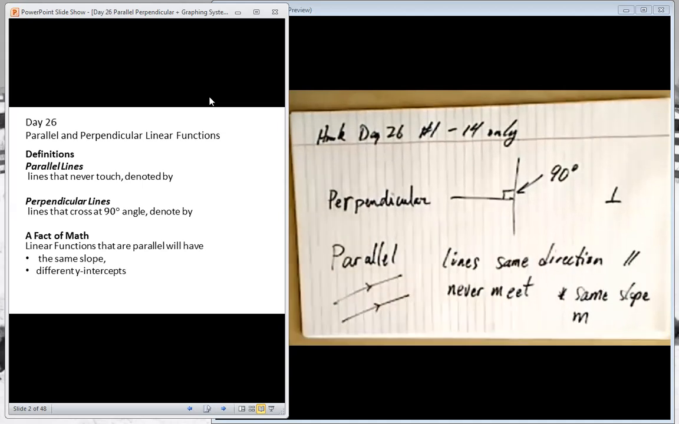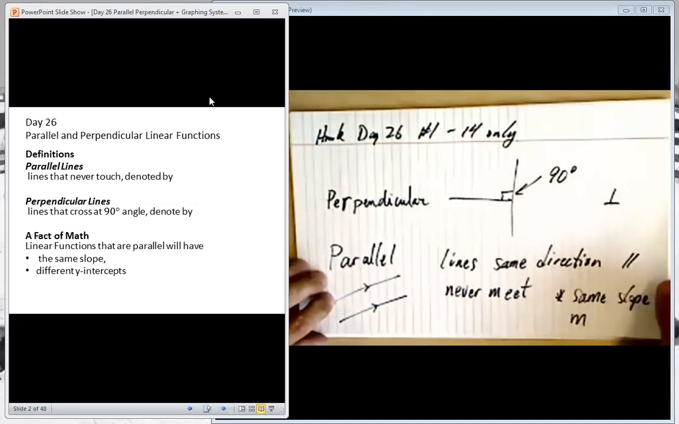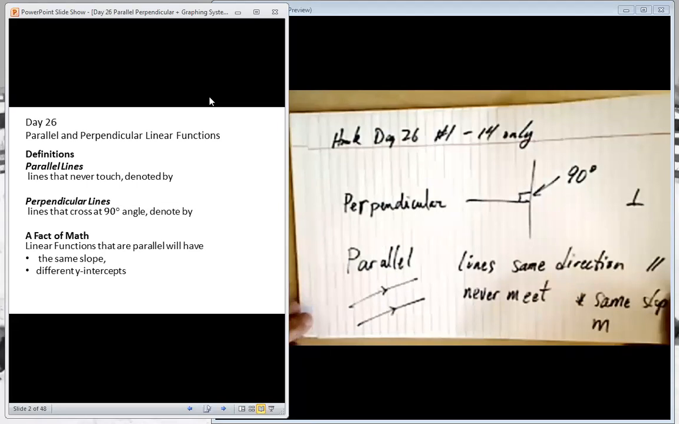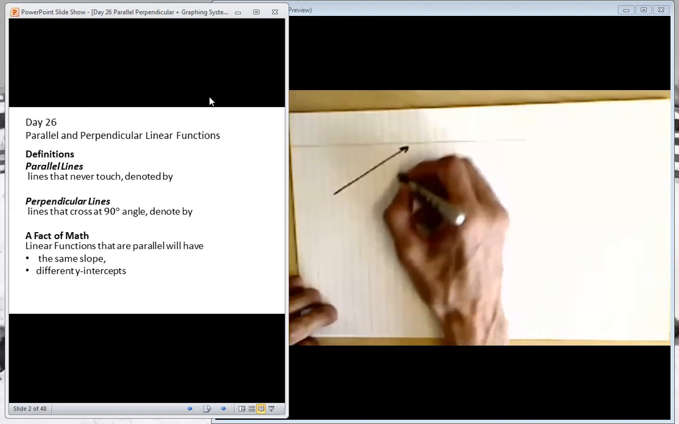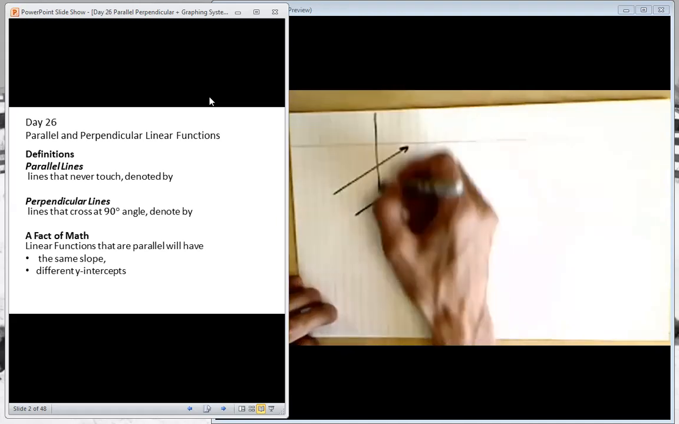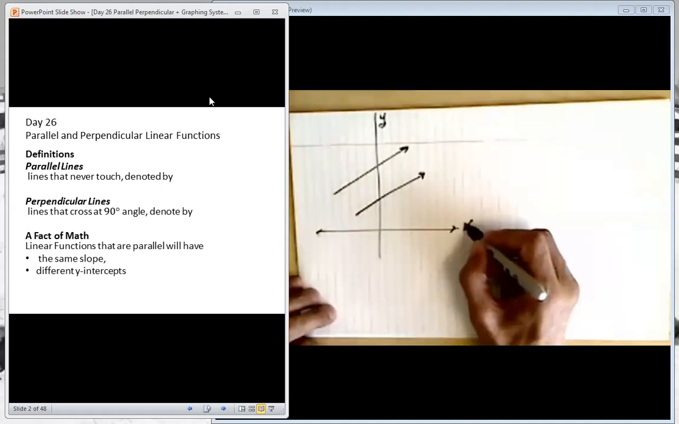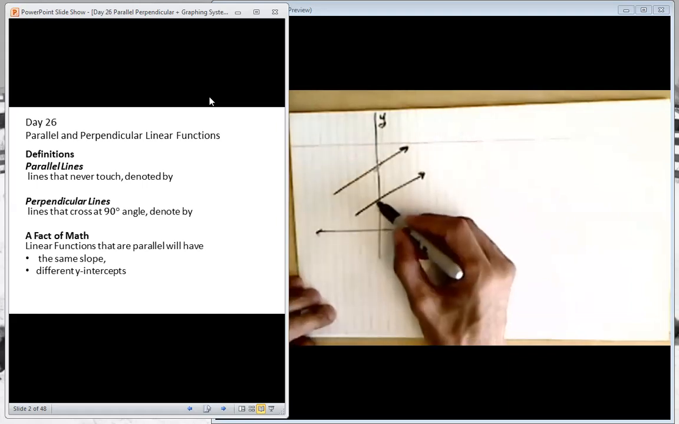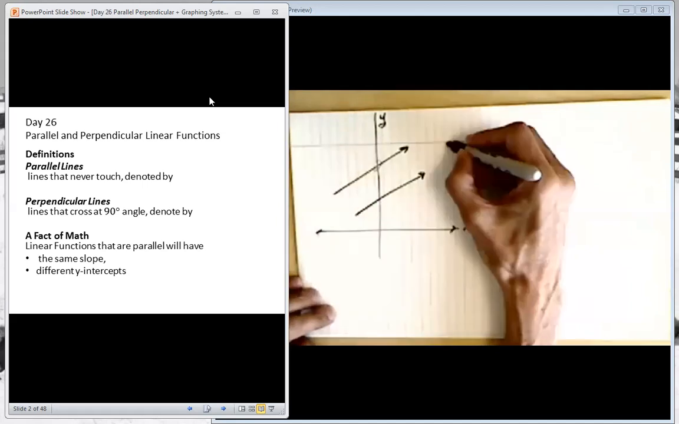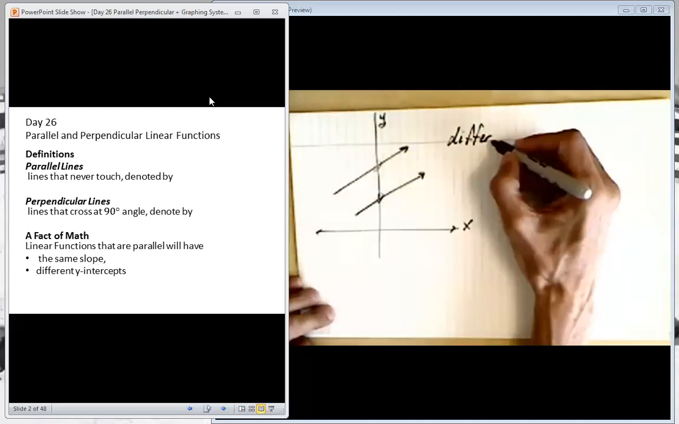What's going to happen is that if we start drawing lines and put them on a graph, x and y, check this out. These lines, they're parallel to one another. If we put them on an XY axis, look at this. This y-intercept here is different from this y-intercept down here. The y-intercept there is different from that y-intercept there.